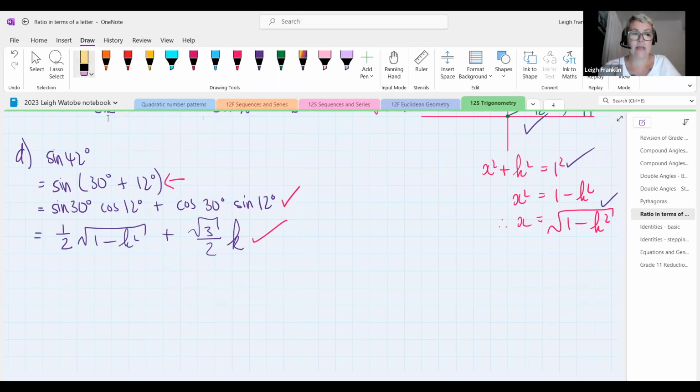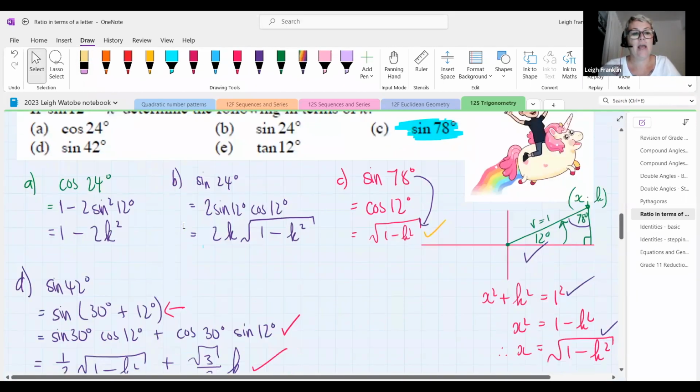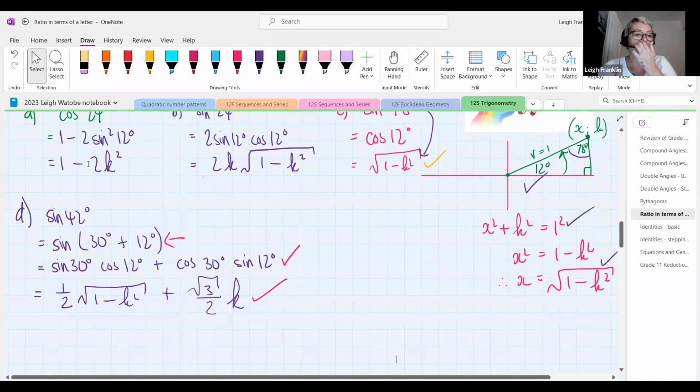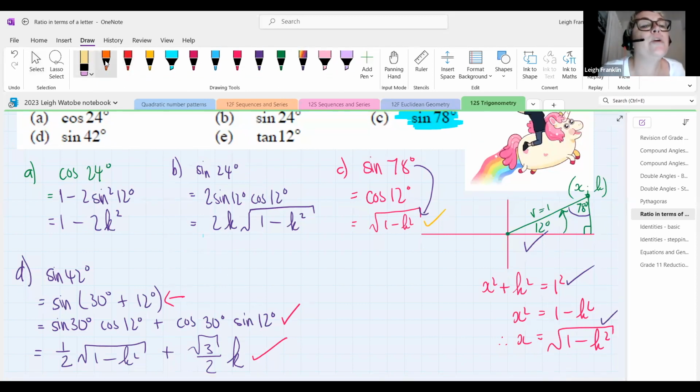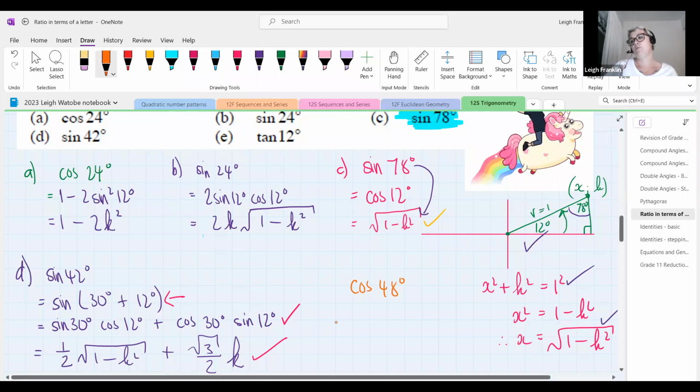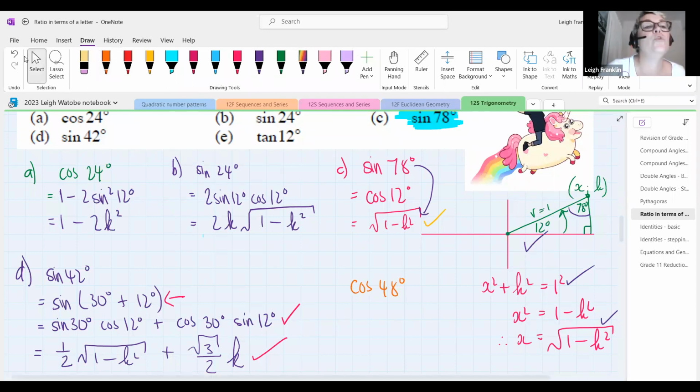Okay, now hang on a second. Oh, I see what you're saying. So in other words, you've got the cos of 48, but you've already got the cos of 24. Now the problem is that if you double the angle, you can't double the ratio. Okay, it doesn't work like that.